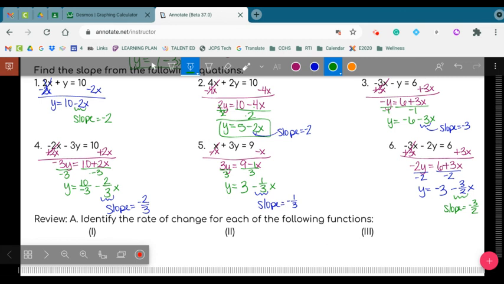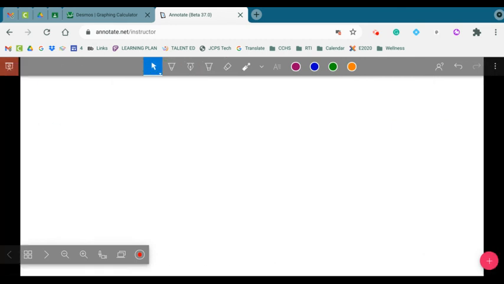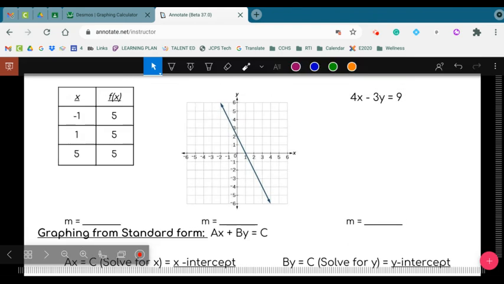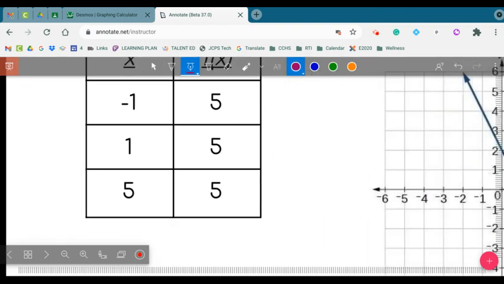Okay, so those are the examples. So you're like, how does that apply to what we're talking about? So on the next problem, you have to find the slope from the 3 different forms. This is how you need to know it. You need to know how to find slope from a table, from a graph, and then if the equation is in standard form.